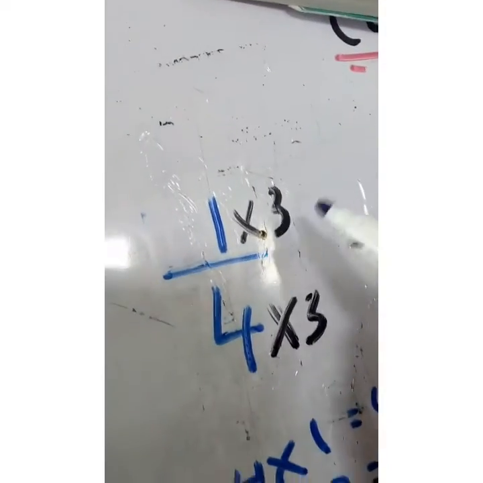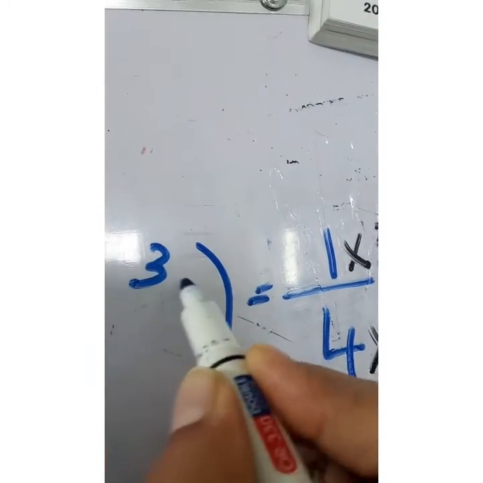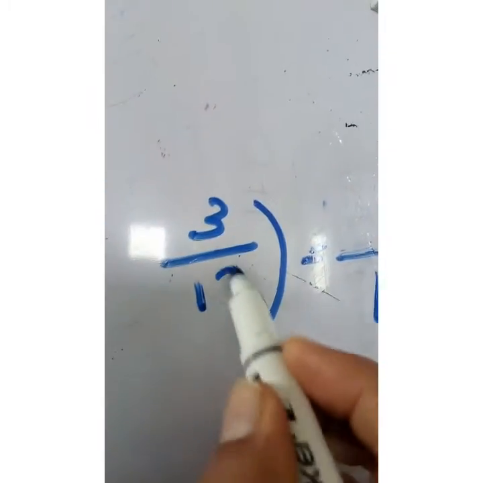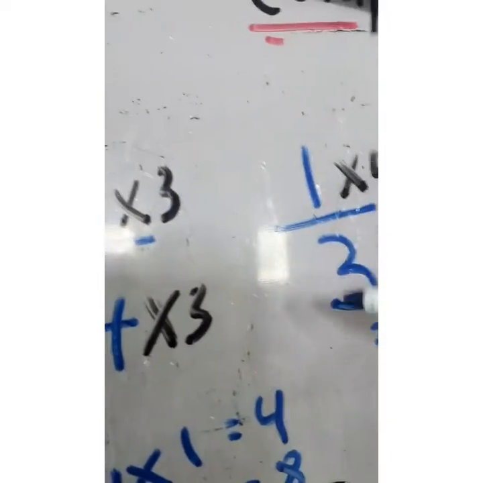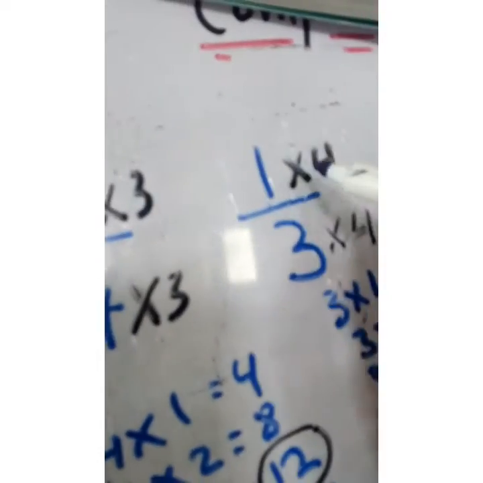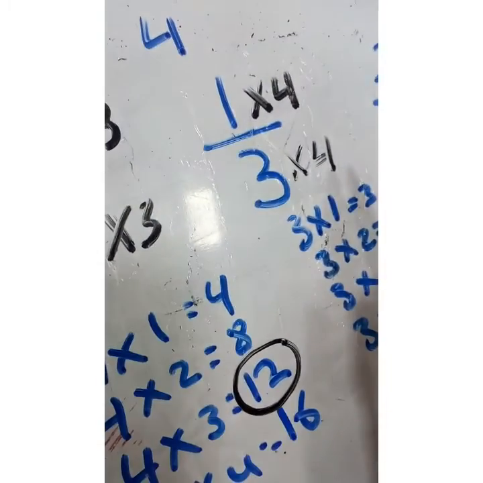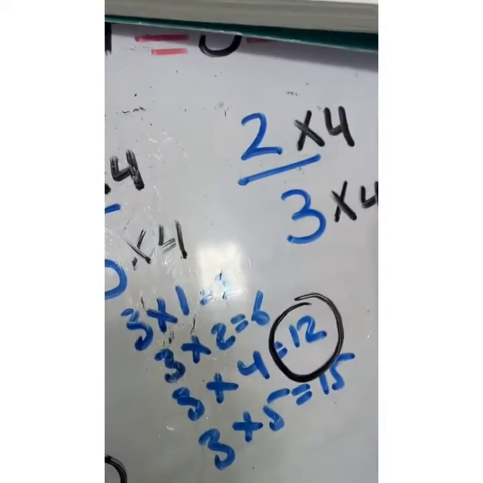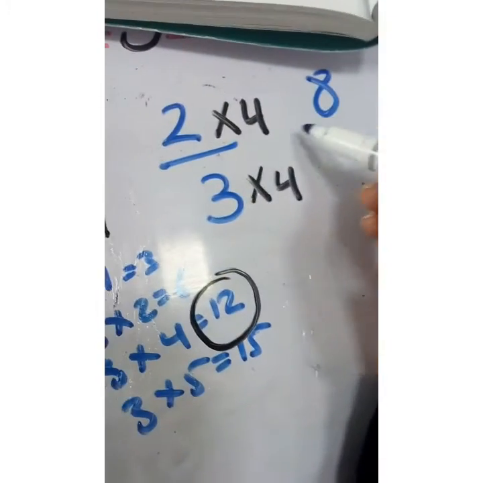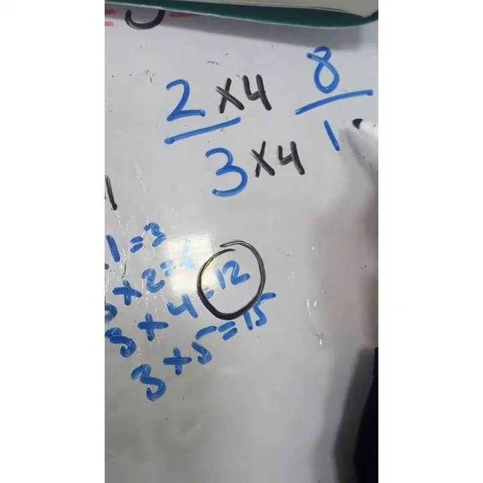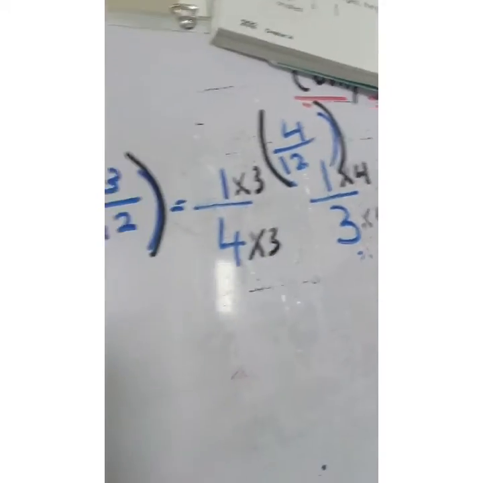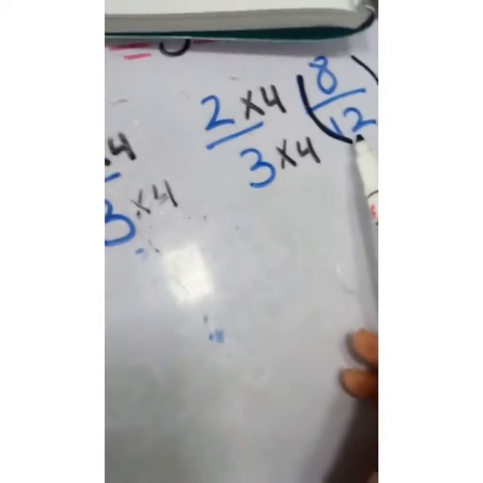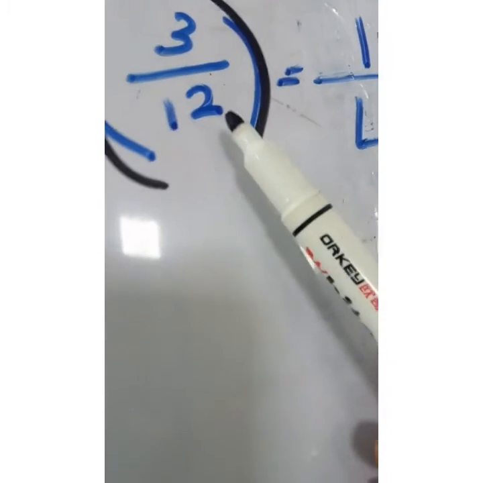So 1 times 3 will be 3, and 4 times 3 will be 12. This one, 1 times 4 will be 4, 3 times 4 is 12. Here 2 times 4 is 8, and 3 times 4 is 12. Now we already have new numbers with the same denominators, 12, 12 and 12.